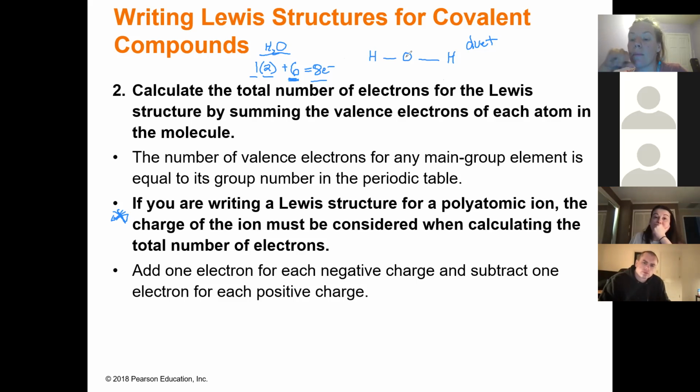Oxygen. Is oxygen happy the way it is right now? It's not. It only has 4 electrons, right? 1, 2, 3, 4. How many does oxygen want? It wants 8. And I have to have 8 electrons on the board, so I need to put these electrons somewhere. So I'm not going to put them on the hydrogen. I'm going to put the remaining 4 electrons on the oxygen. So I'm going to put 2 here and 2 here.